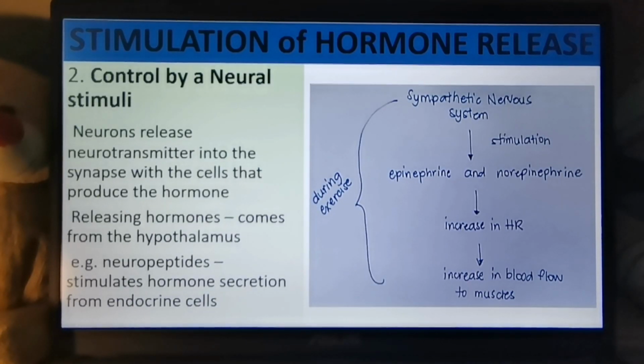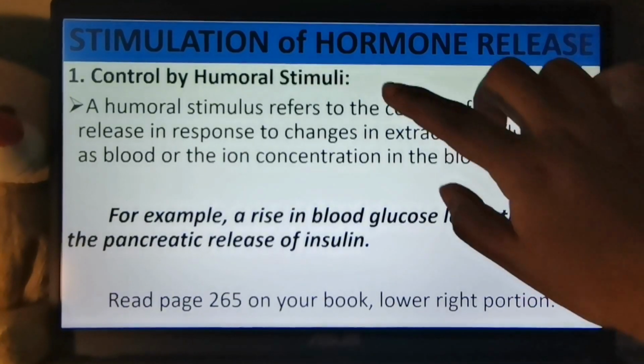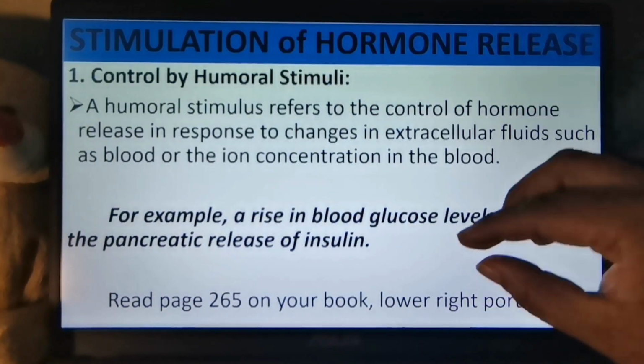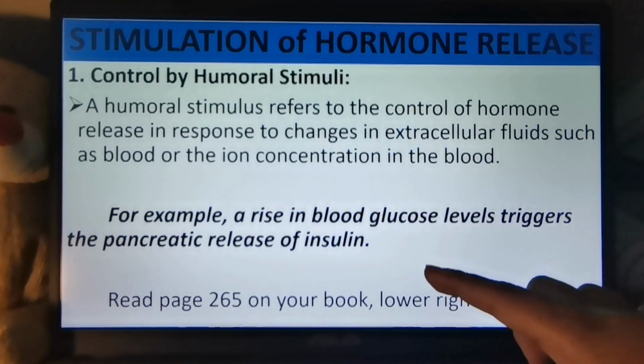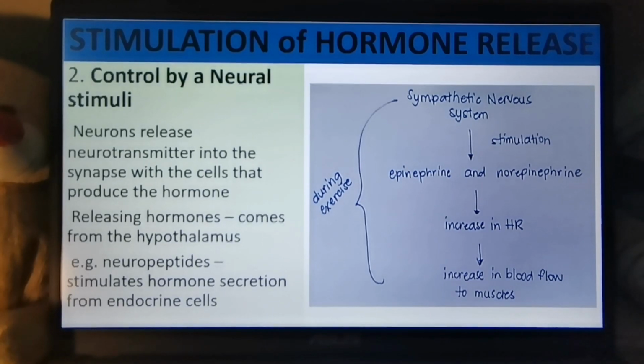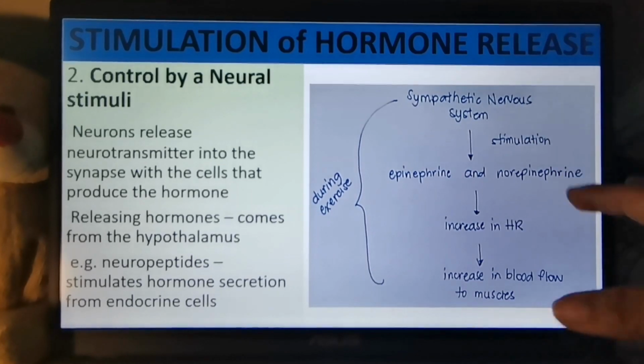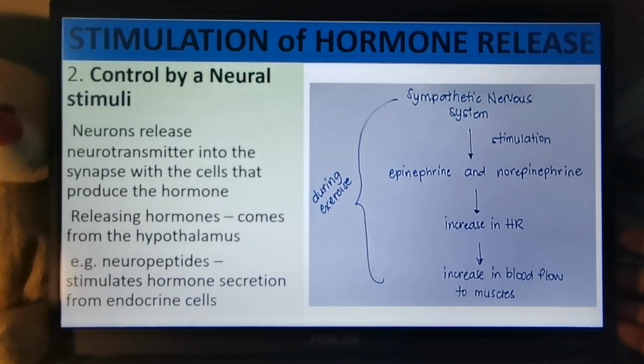Neural stimuli. Okay, so may pasulat-sulat effect pa ako dito sa gilid. Sana naman inyong pag-aralan. Okay, ano ang neural? Kanina humoral tayo. Pag humoral, may nag-change sa bloodstream mo at merong hormone na na-release dahil sa changes. Dito, ang neural stimuli, neurons release neurotransmitter into the synapse with the cells that produce hormone. Releasing hormones come from hypothalamus. For example, the neuropeptides. So this is the explanation, let's say, my own version of making things easier for you to understand.